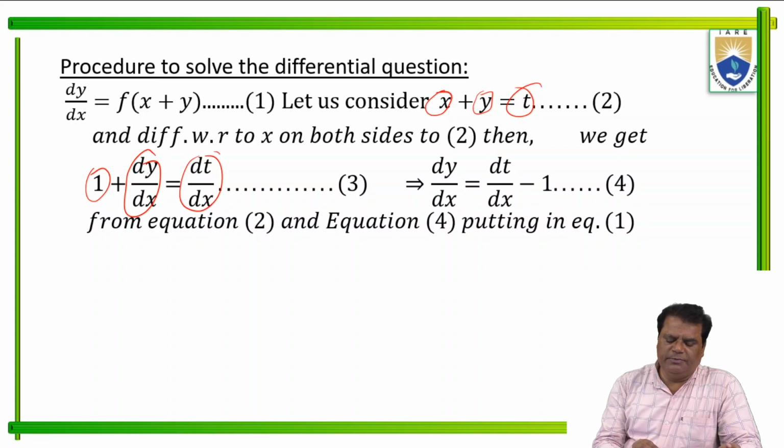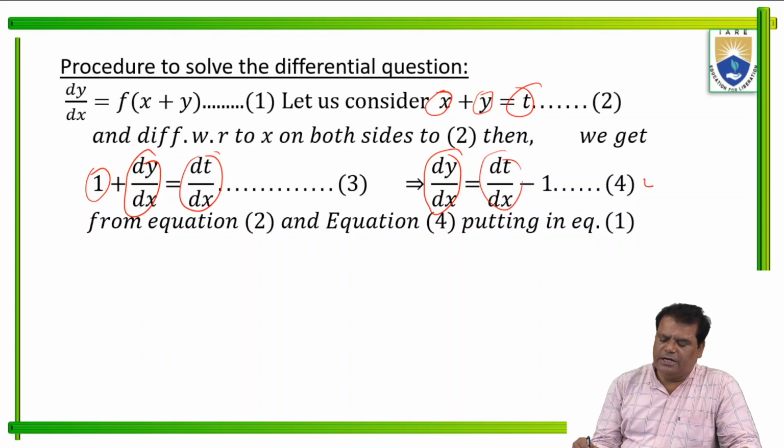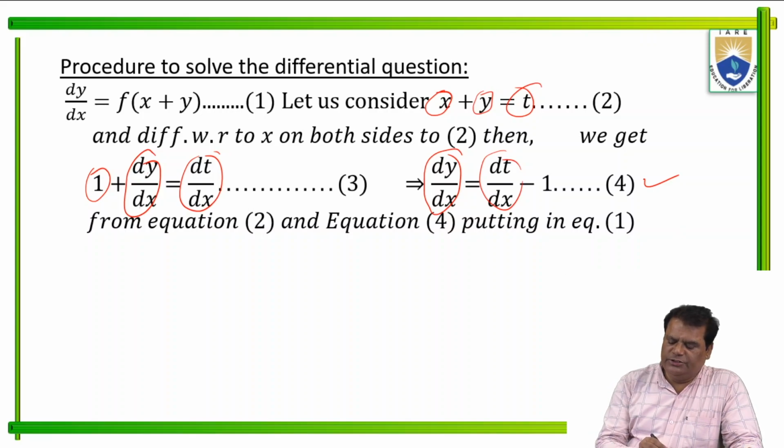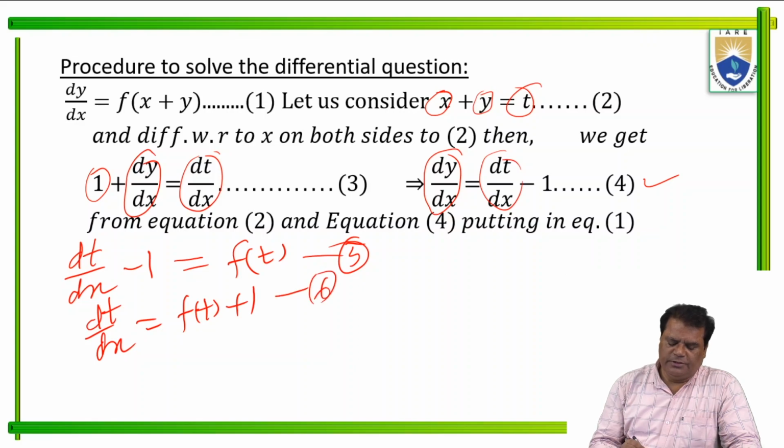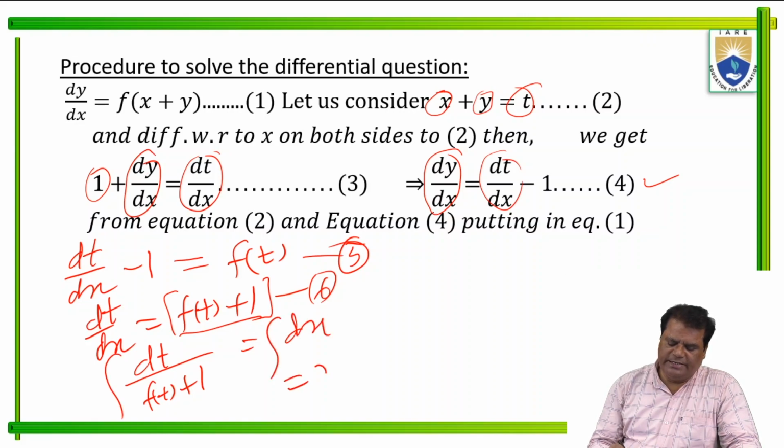So now we find the value of dy/dx. dy/dx equal to dt/dx minus 1. Putting equation 4 and equation 2 in equation 1, dt/dx minus 1 is equal to f(t). This is equation 5. Now 1 plus dt/dx is equal to f(t) plus 1, this is equation 6. This is a function of t, so I am writing dt upon f(t) plus 1 equal to dx, integrating on both sides, so this side is x plus c.